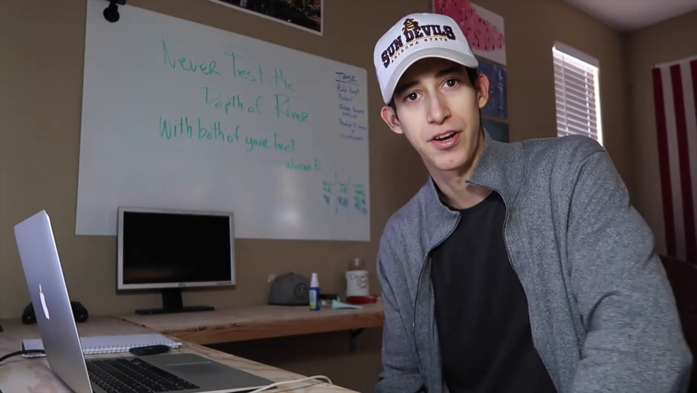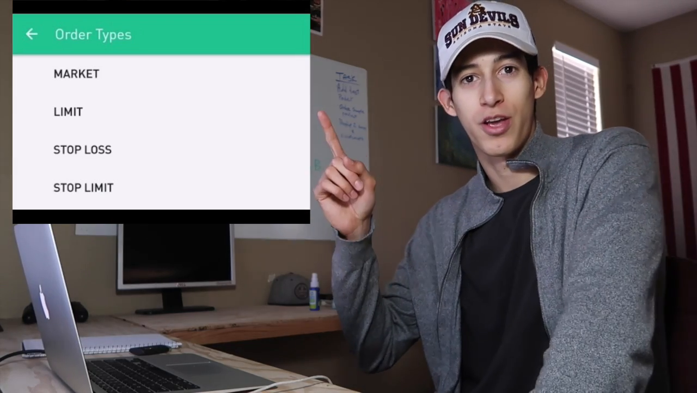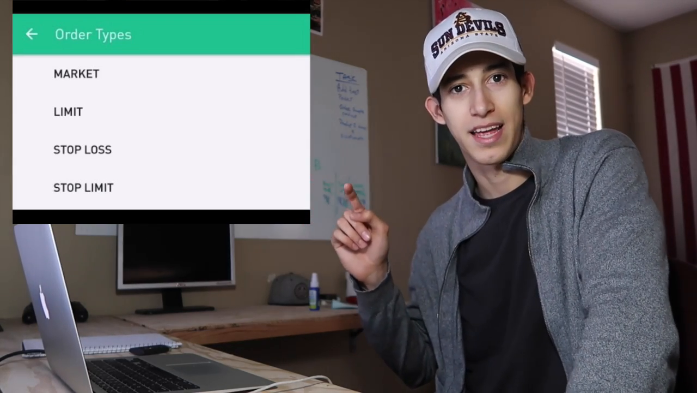But something that our traders have been encountering is, what are the different order types under Robinhood and what do they mean? A screen should be popping up right here listing the different order types. The 4 different order types that are available are market order, limit order, stop loss, and stop limit. First, starting off with market. Market means that whatever the market price is, you're buying or selling at that.